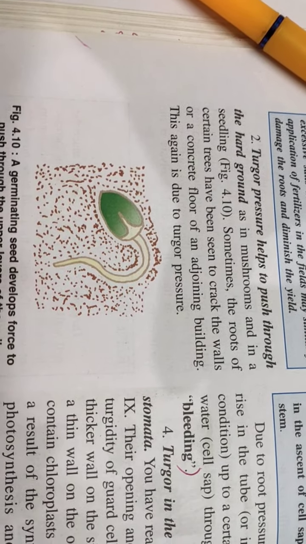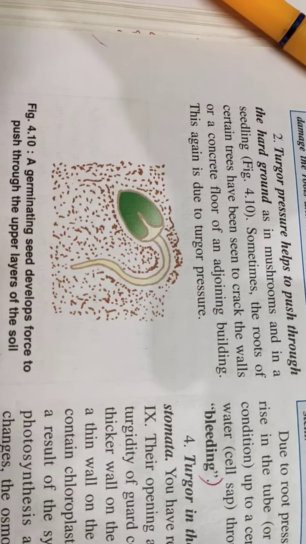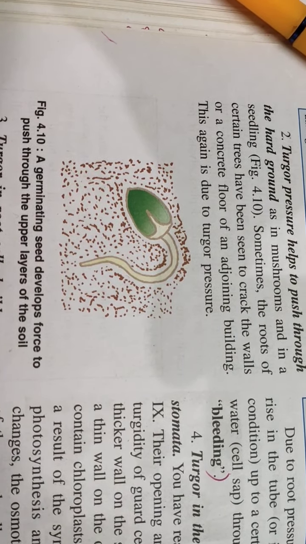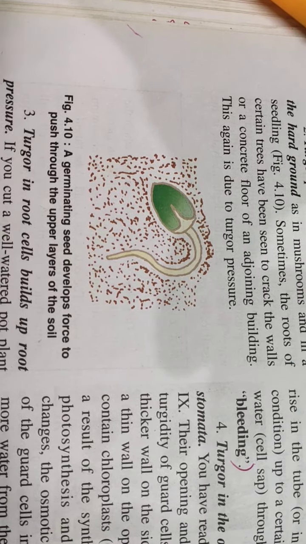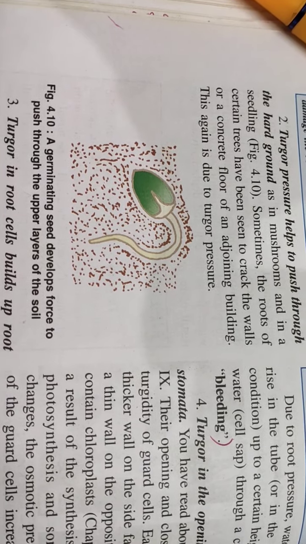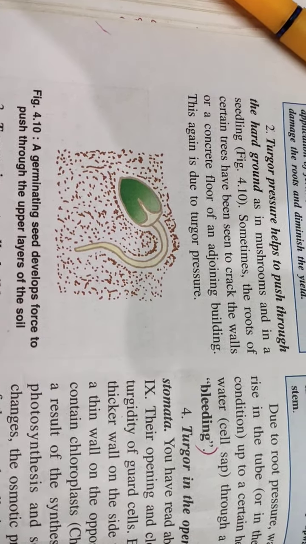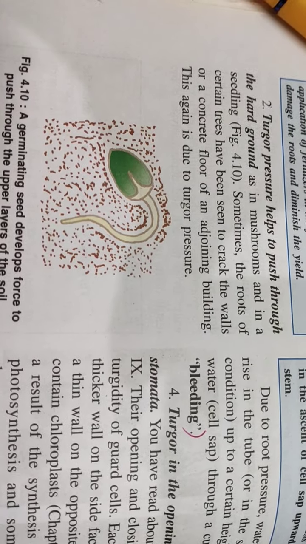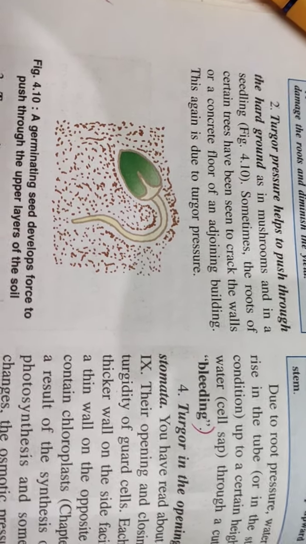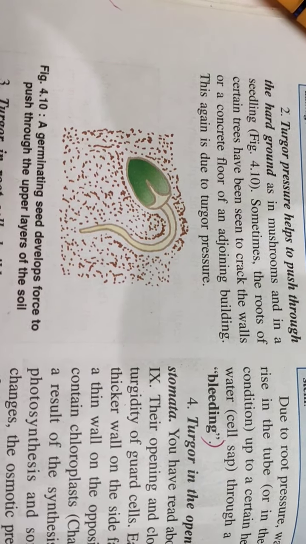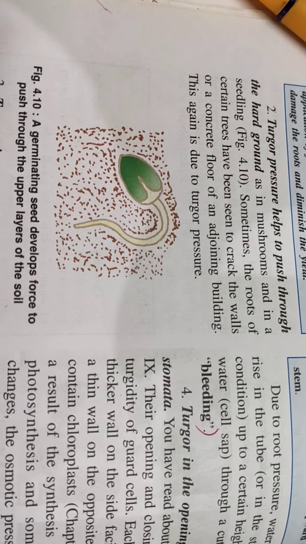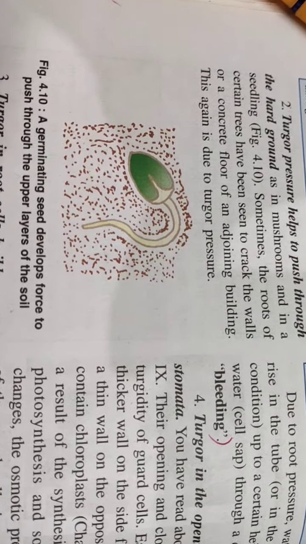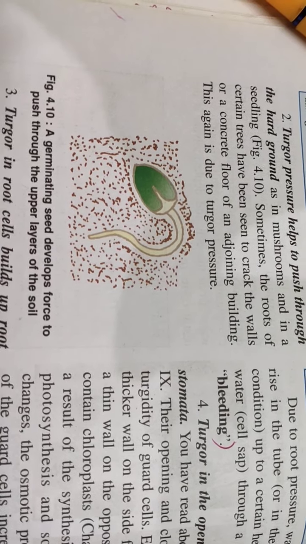Turgor pressure helps to push through the hard ground, as in mushrooms and in a seedling. Sometimes the roots of certain trees have been seen to crack the walls or a concrete floor of an adjoining building. This again is due to turgor pressure. Because the roots are going inside the soil with the help of this turgor pressure, because if the roots are not turgid, then it cannot push through the hard soil or ground.